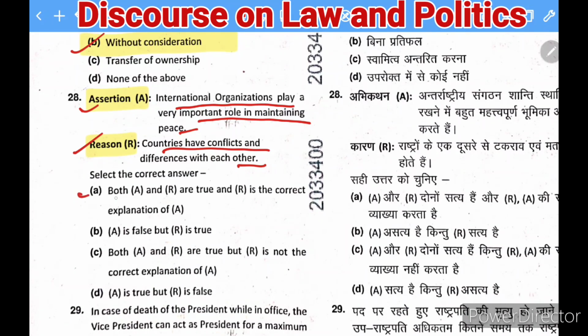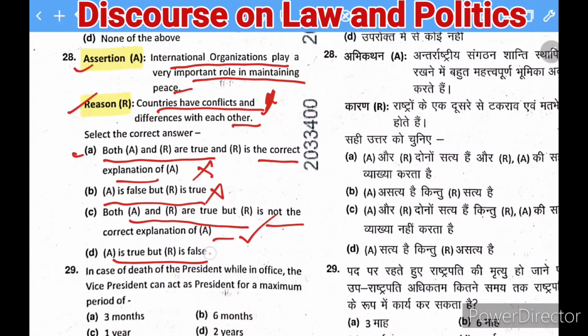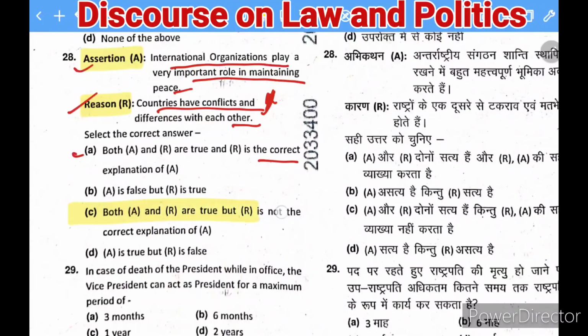So see the first option, both A and R true, and R is the correct explanation of A. It is not the correct explanation because it is not answering why they play an important role. Always there would be some kind of conflict, but it is not the reason. Both statements are correct, but it is not the reason. A is false but R is true, it is also incorrect. Both A and R true, but R is not the correct explanation of A. Yes, this is correct, it is not giving the right answer. And D, A is true but R is false, it is incorrect. So the right answer of this question is C.